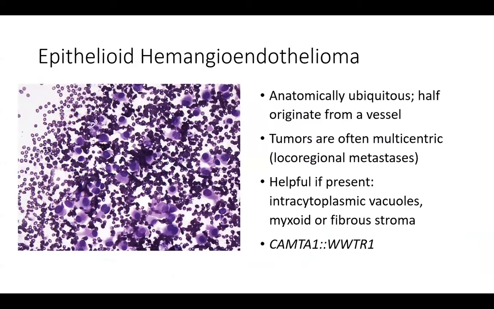Epithelioid hemangioendothelioma can look very similar, indistinguishable from many cases of epithelioid sarcomas and other epithelioid patterns. These are anatomically ubiquitous, although half are thought to originate from a vessel. Tumors are often multicentric, showing local regional metastases. And what's helpful, if present, are intracytoplasmic vacuoles, as well as myxoid or fibrostroma that's sampled. These have CAMTA1-WWTR1 fusions.